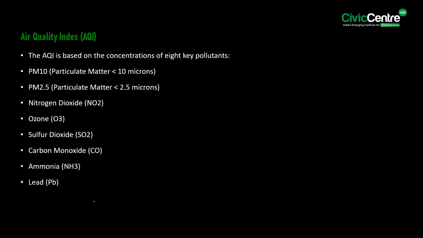Significantly, the air quality index is based on the concentrations of 8 key pollutants, which are particulate matter 10 or PM10, particulate matter 2.5 or PM2.5, nitrogen dioxide, ozone, sulfur dioxide, carbon monoxide, ammonia, and lead. Know that each pollutant's concentration is converted into a numerical scale that reflects its health impact, and the pollutant with the highest score determines the overall air quality index for that location.